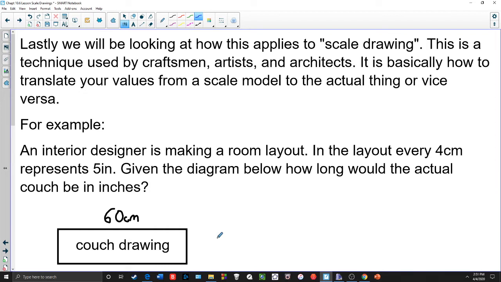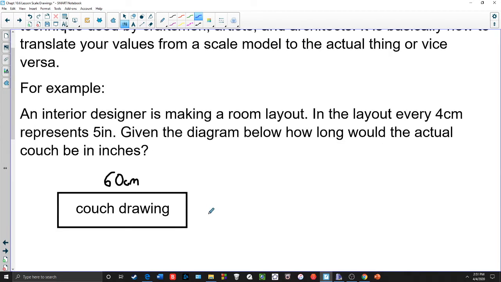So what this is leading up to is this last type of problem, which we have are called scale drawings. This is used by craftsmen, artists, architects, anybody that deals with building stuff. They usually do a scale model of stuff first, and then they find out, okay, how's this going to look, and then they go ahead and do the actual thing. So we're going to look at some types of problems that go into that sort of skill set. So let's just get right into it here.